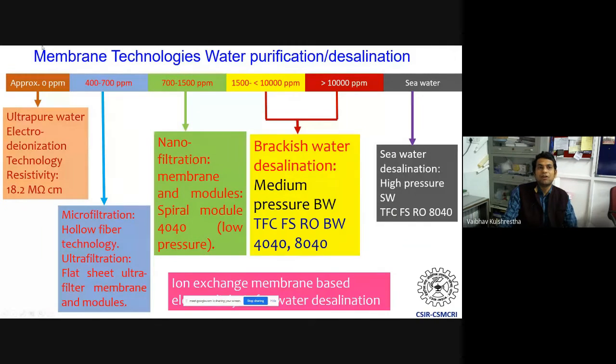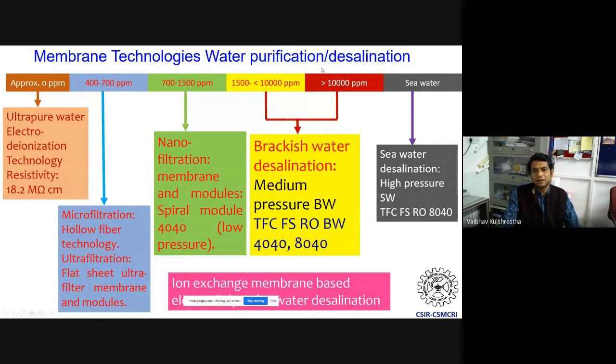So now I come to water purification. For membrane topology for water purification, you can see we can get different types of water from the different types of membrane systems. Seawater desalination can be done with the TFC seawater RO membrane, and high pressure is required here.